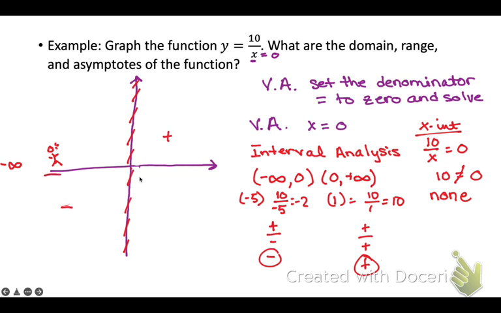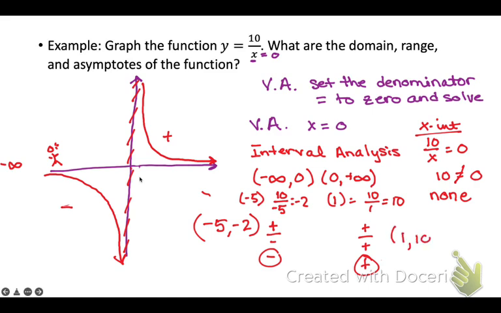So it's going to be looking like that. And this one here is going to be looking like that. Now, we did find a point. We found when we plugged in -5, we got -2, didn't we? And we found if we plugged in 1, we got 10. So we could graph those points. We could make a table. But do we have the idea what this looks like? Yes. Now, I am going to tell you there is a horizontal asymptote at 0.